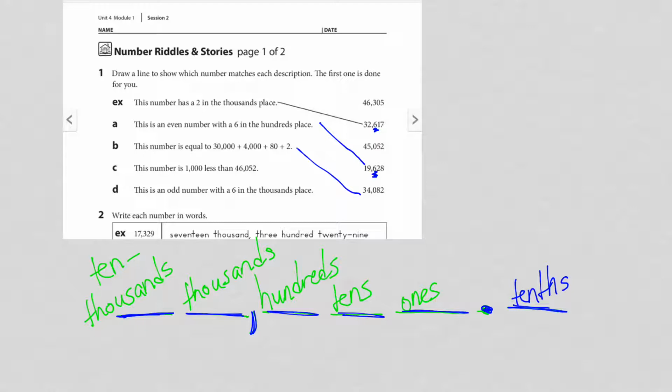C, this number is 1,000 less than 46,000, so we know that's 45,000. And D, this is an odd number with a 6 in the thousands. We only have one left.